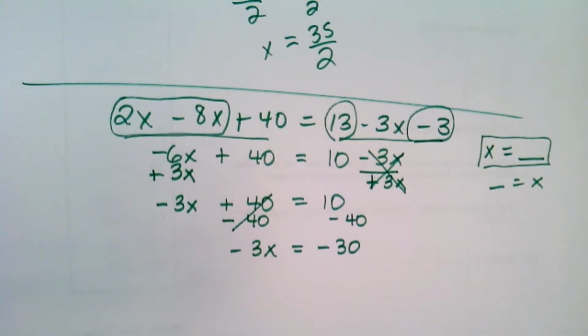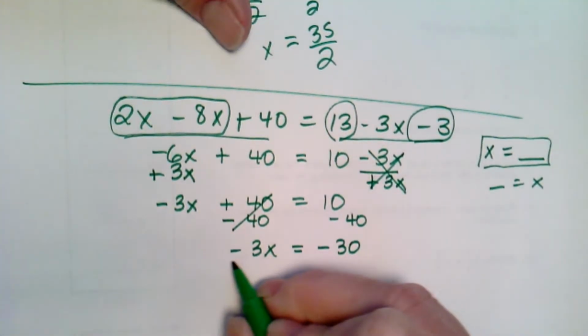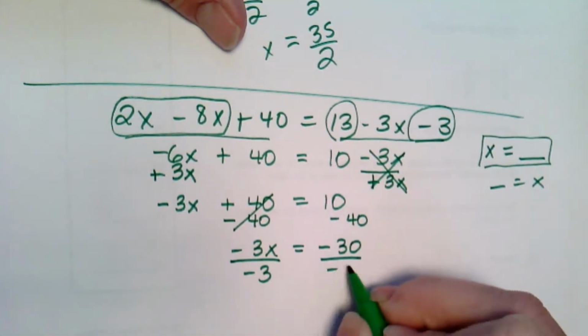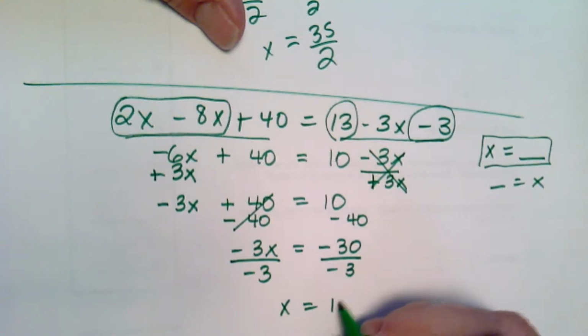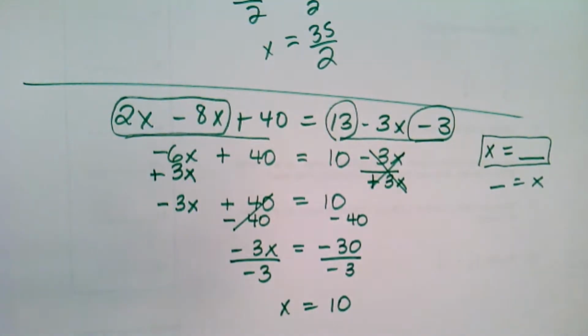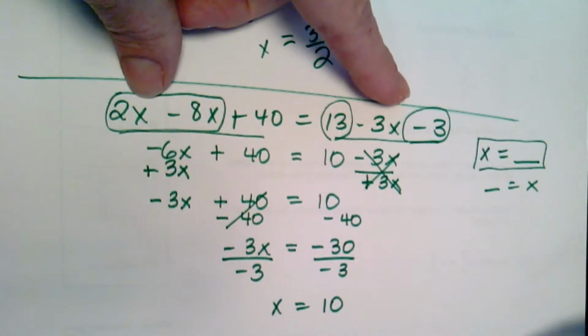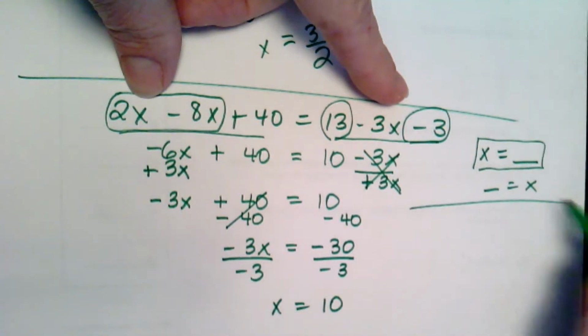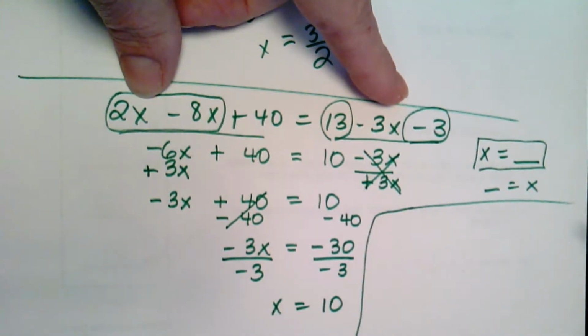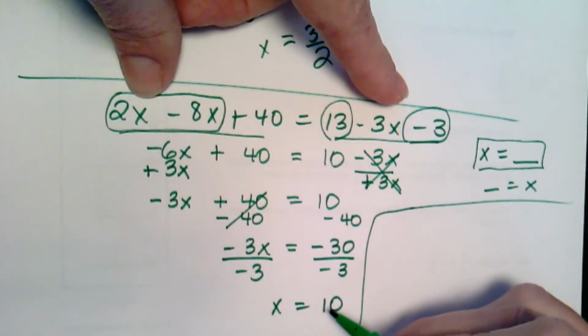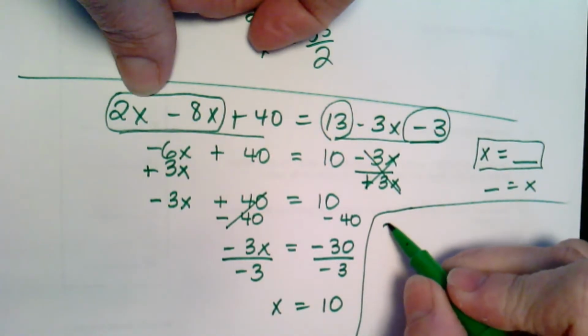Then I get negative 30, and then just like our one-step equation as before, divide by negative 3. Now, the great thing about equations is when you solve it, you can plug it back in to know if you're right or wrong. So let's say you're taking the test online, and you have a few minutes to check yourself. Plug it back in, make sure you have the right answer. So let's go ahead and do that.